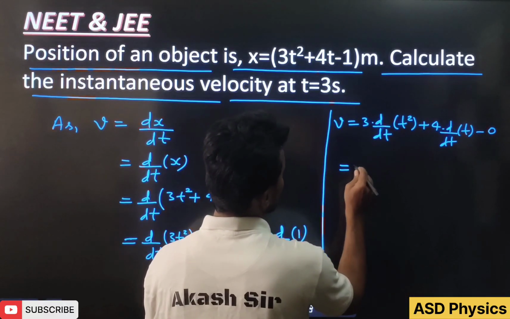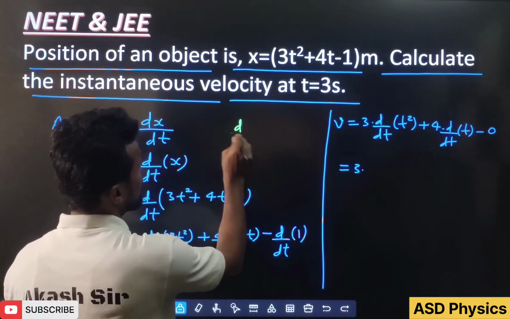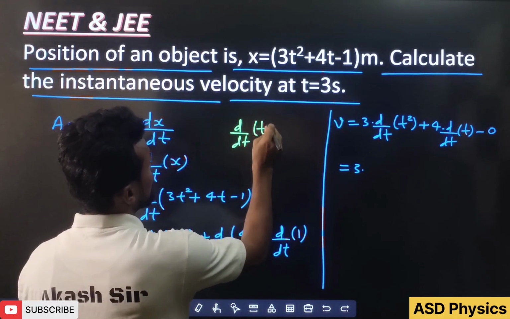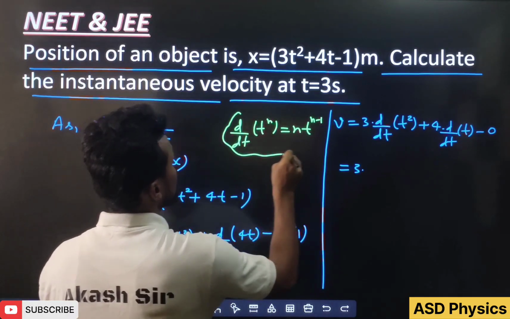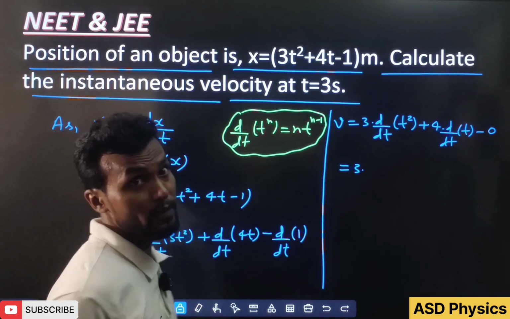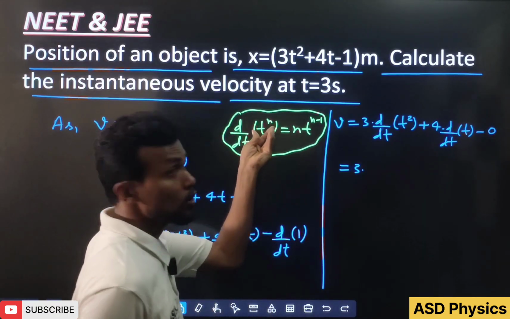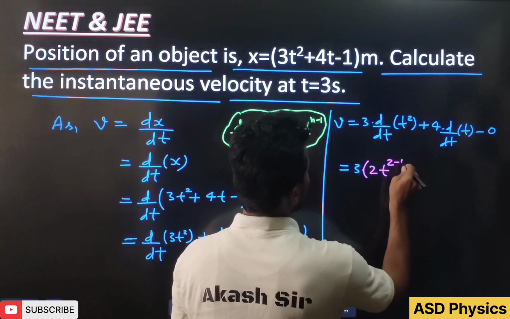So what will this become here? 3 d by dt of t square. Please remember this formula I will tell you: d by dt of t to the power n means n t to the power n minus 1. Only this formula you have to use, and all the things will come from it. So d by dt of t square, when you put n equal to 2, it will become 2 t to the power 2 minus 1.